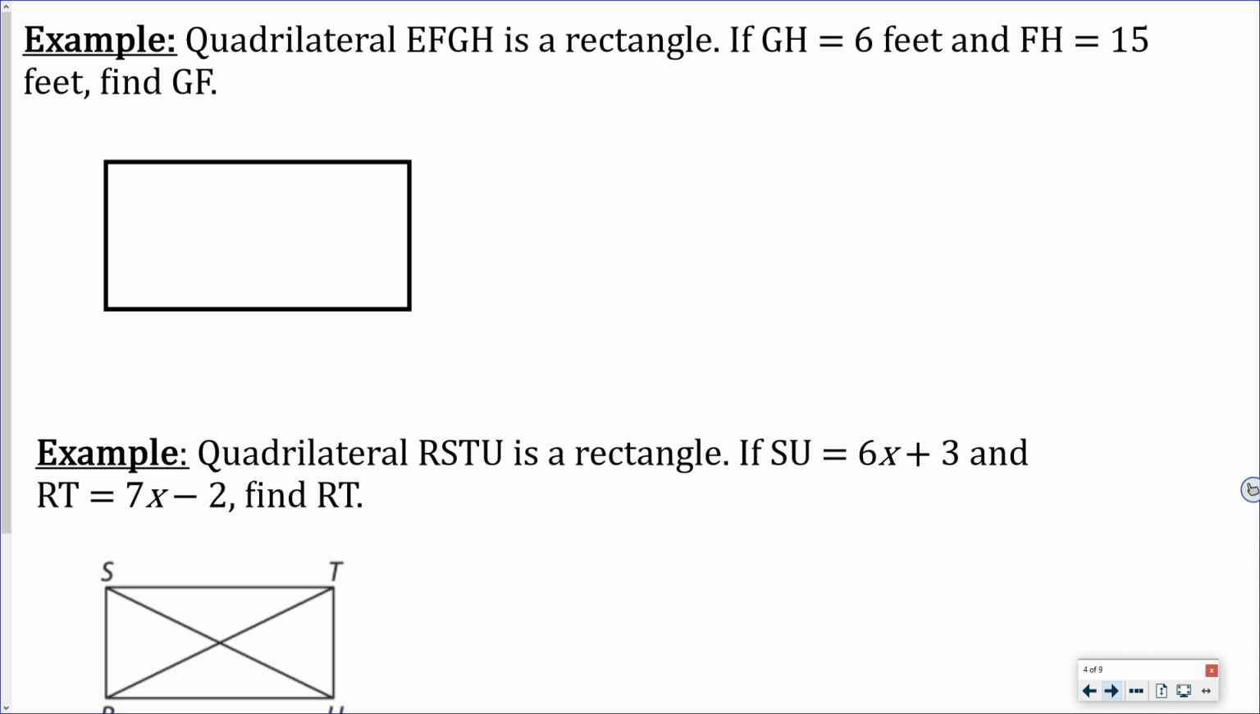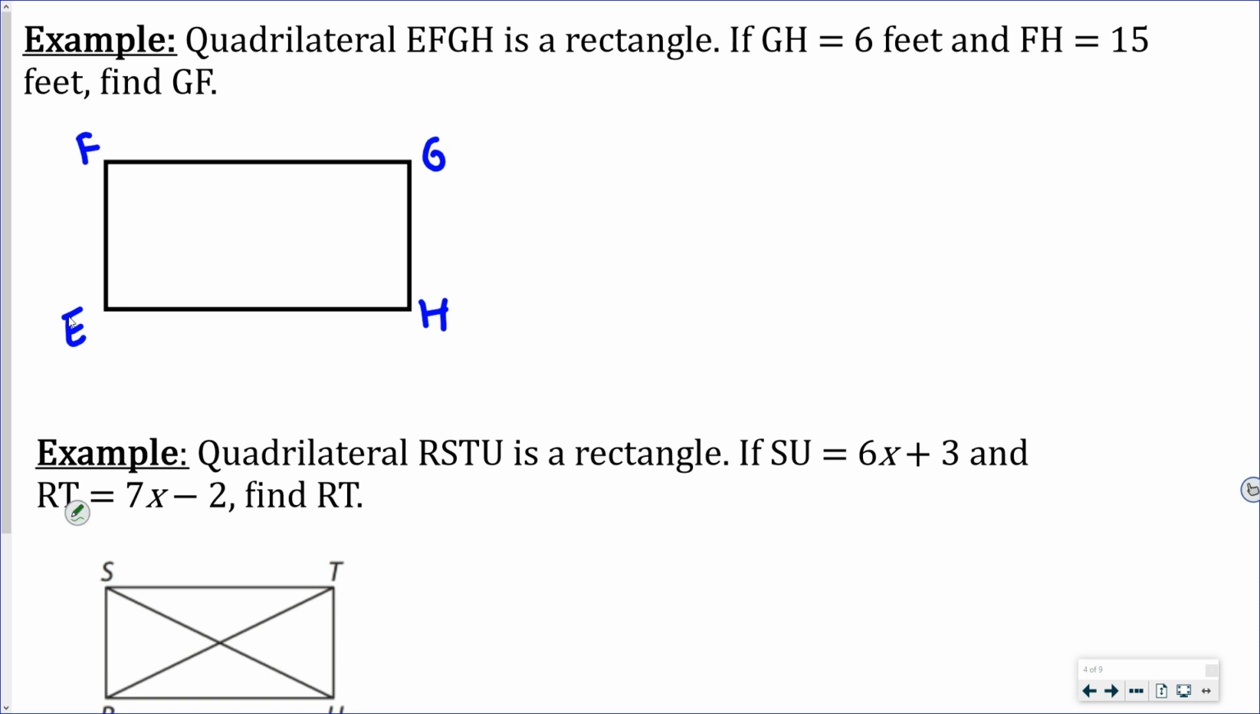Quadrilateral EFGH is a rectangle. Go ahead, draw a rectangle on your paper like I did. We got a rectangle here. EFGH. Let's label that. It doesn't matter where you start. You just have to go in order of the vertices. E, F, G, H. If you go that way. Doesn't really matter where you start.